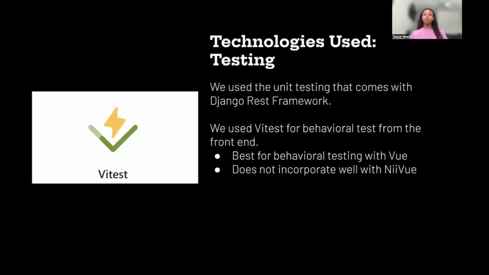And then for testing, for unit testing specifically, we used the testing that comes with the Django REST framework. And then for behavioral testing, we used Vitest, because Vitest is the best behavioral testing for the Vue framework. However, Vitest does not integrate very well with NeeView, so we had some challenges testing all our components that dealt with NeeView. However, we were able to test the rest of our front-end components using Vitest.